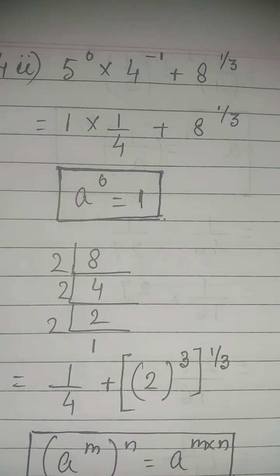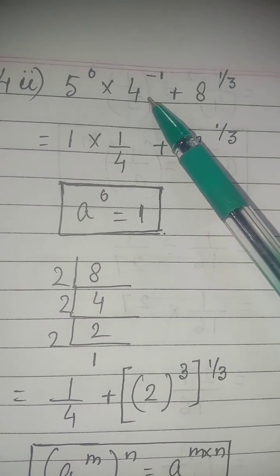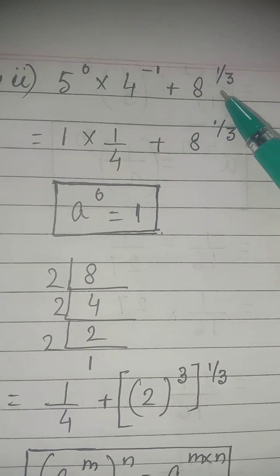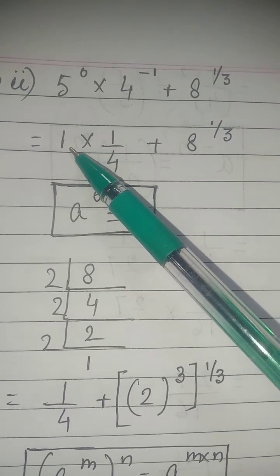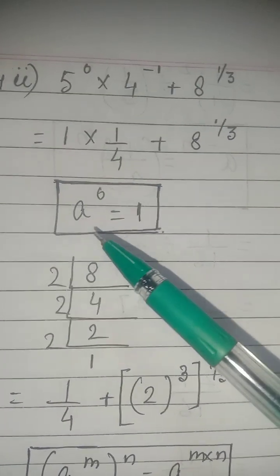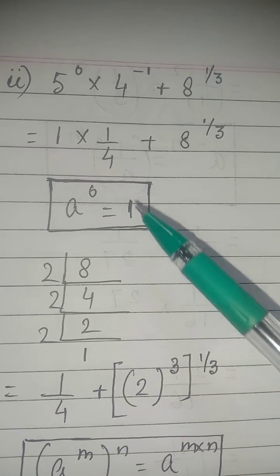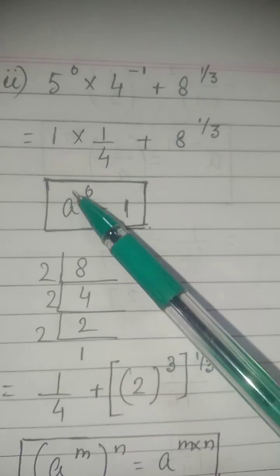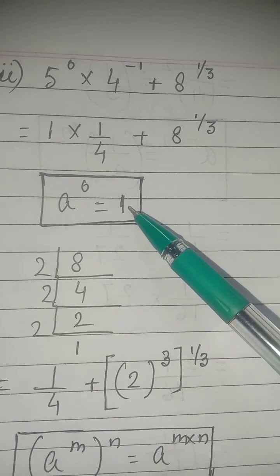Here is question number 4 second: 5 to the power 0 into 4 to the power minus 1 into 8 to the power 1 by 3. So 5 to the power 0 can be written as 1. Why? Because again the law of indices is there. Anything to the power 0 becomes 1. A can be any number, but if the power is 0, its value will become 1.